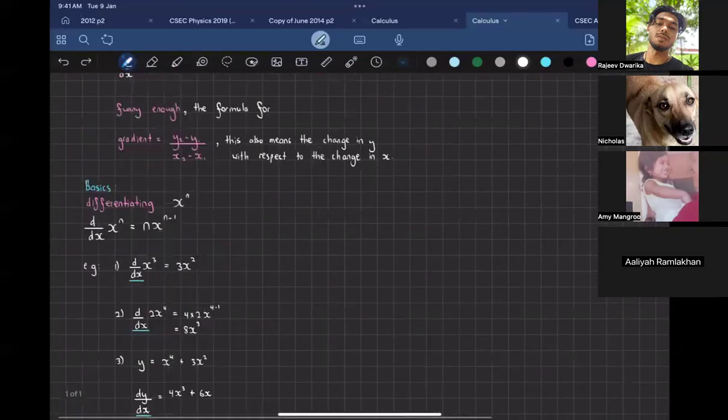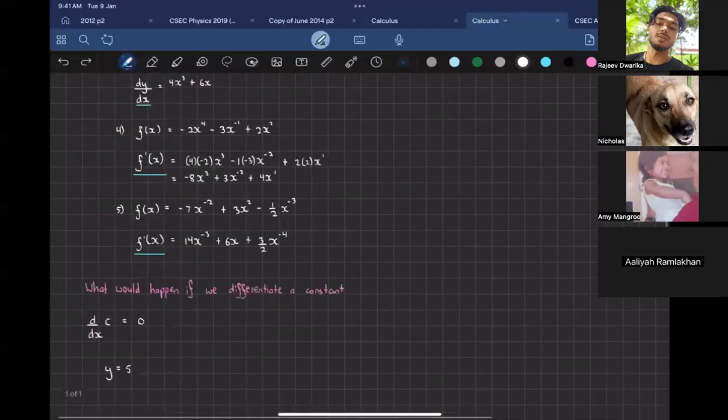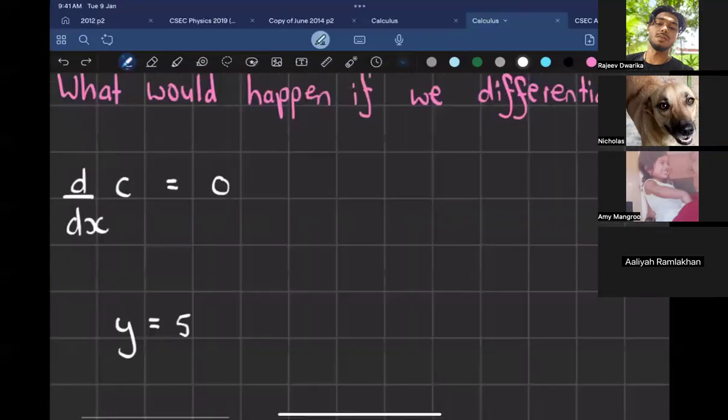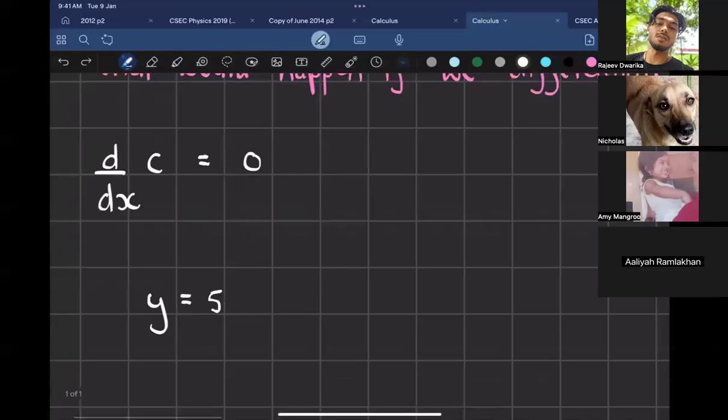Let me look at this. You were saying something? Like when you differentiate, it will just be 0. It would just be 0. But let me understand the meaning of that.